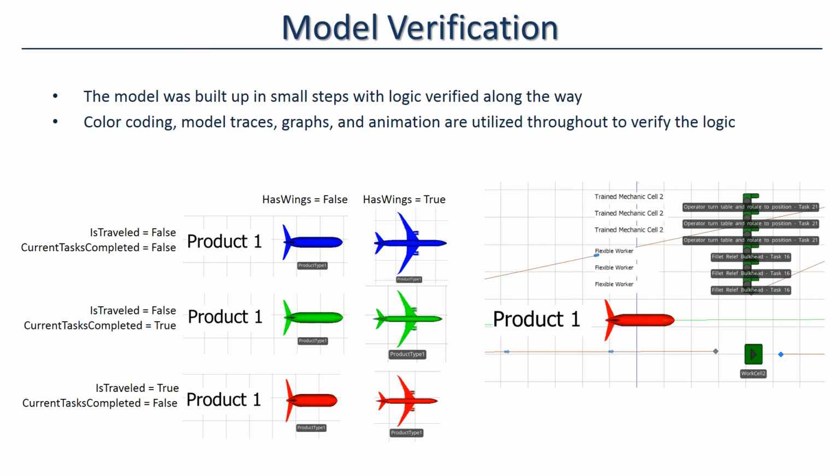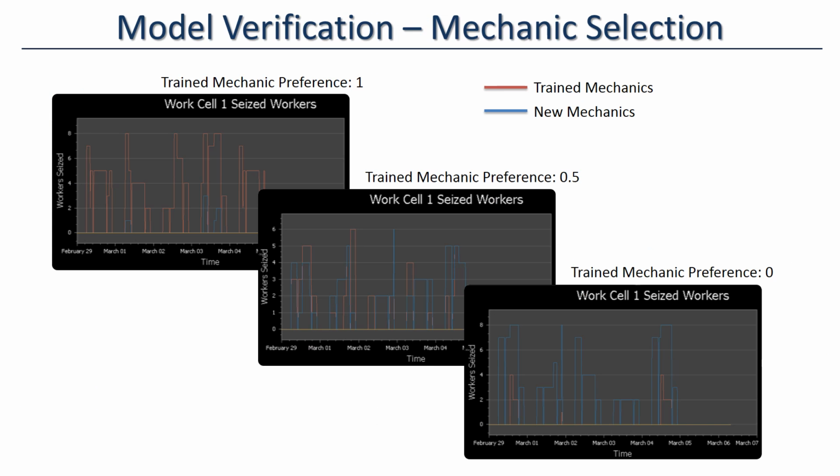The model was built up in small steps to verify the logic along the way, along with a lot of color coding, graphs, traces, and animation to verify our logic. And so our entities will actually change colors and shapes based on different properties here, and for all of our workers used by a task, they tell you which type of worker they are as well as which task they're currently performing.